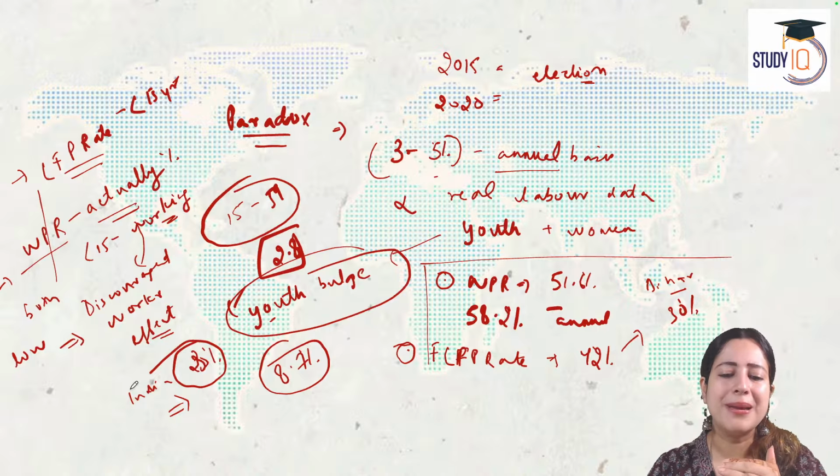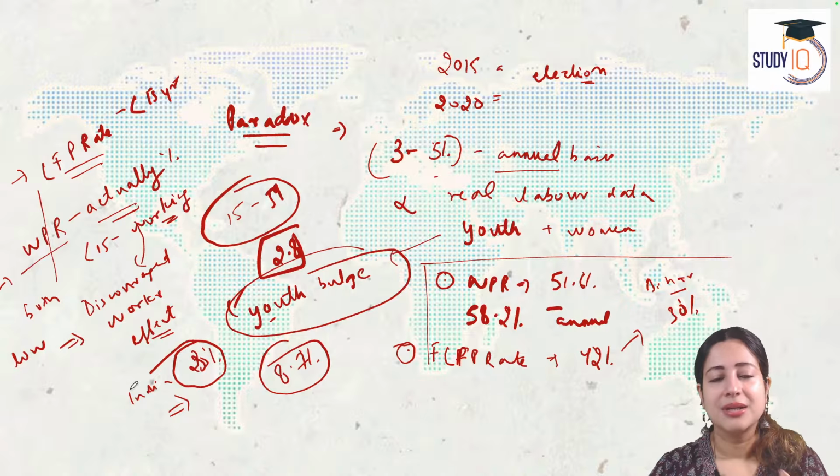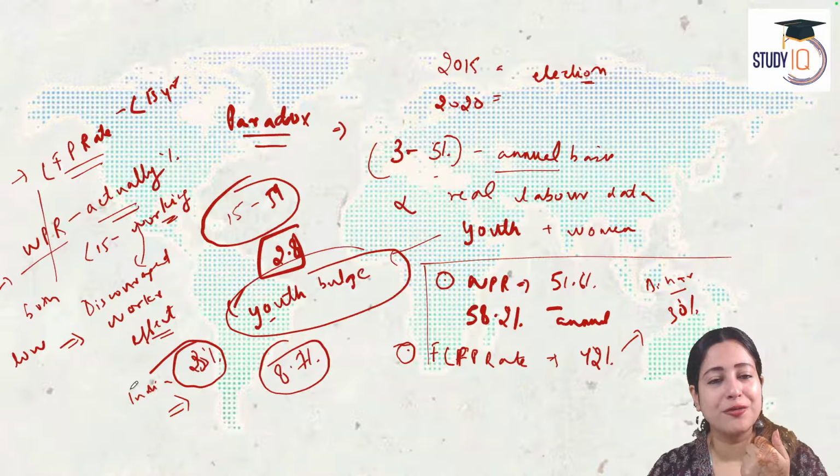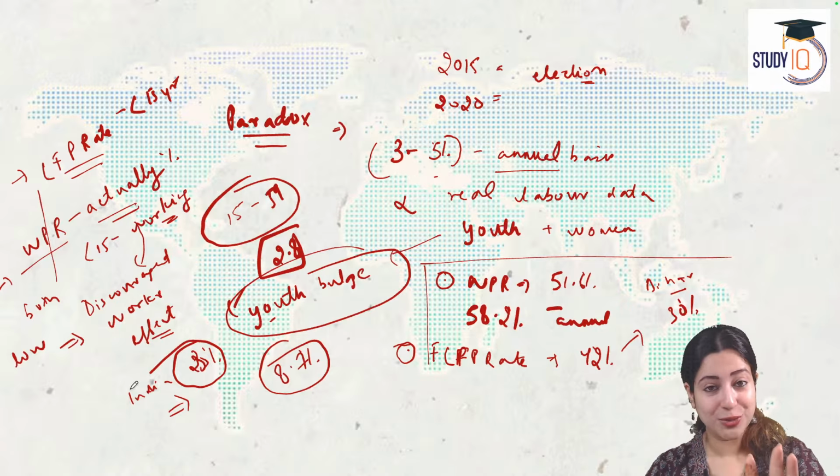Many women, many youth have stopped looking for work because they know there is a lack of job opportunity. Government jobs are very competitive. Private sector jobs are not available easily in places like Bihar, owing to poor industrialization. At the same time, because very few people are looking for work, very few people want to find work, the unemployment rate looks very less. Do you see the paradox here?